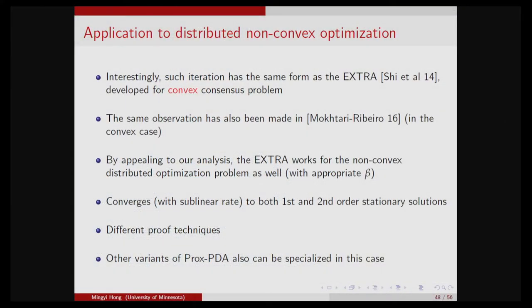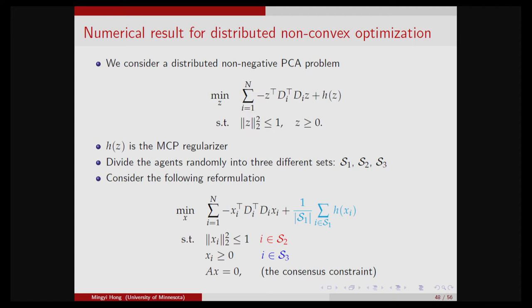The same observation of the relation between the primal-dual algorithm and EXTRA has also been made by Alejandro. However, in this case, we are extending this to non-convex problems, and we also show that it converges to both first and second order stationary solutions. As a quick numerical result, we apply the distributed algorithm to distributed non-negative PCA problems, where the objective is a non-convex quadratic term plus an L1 MCP regularizer. We have box constraints.